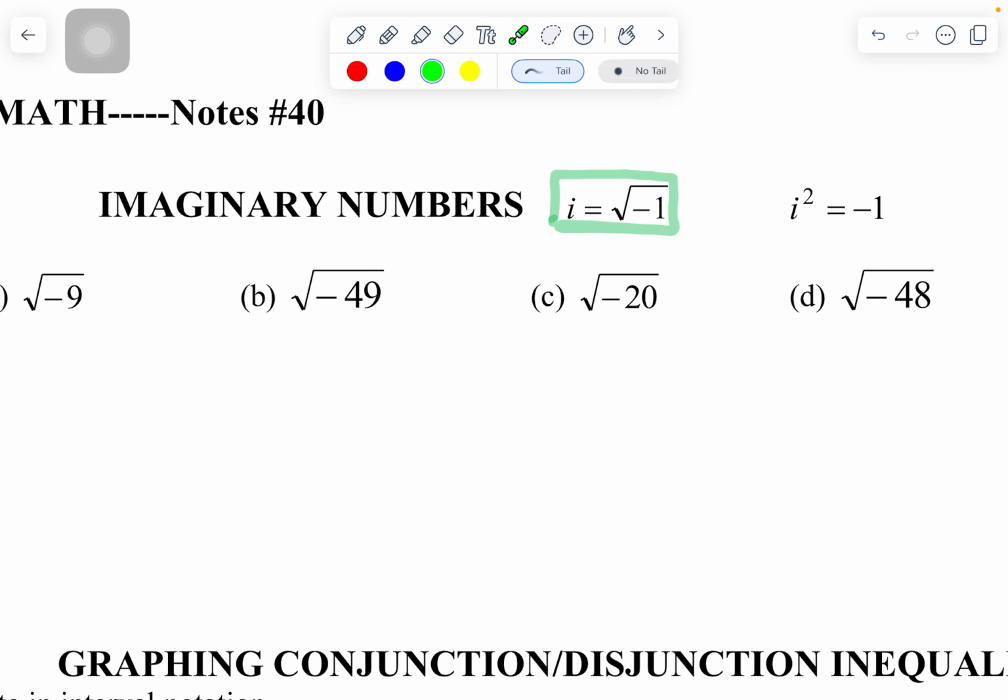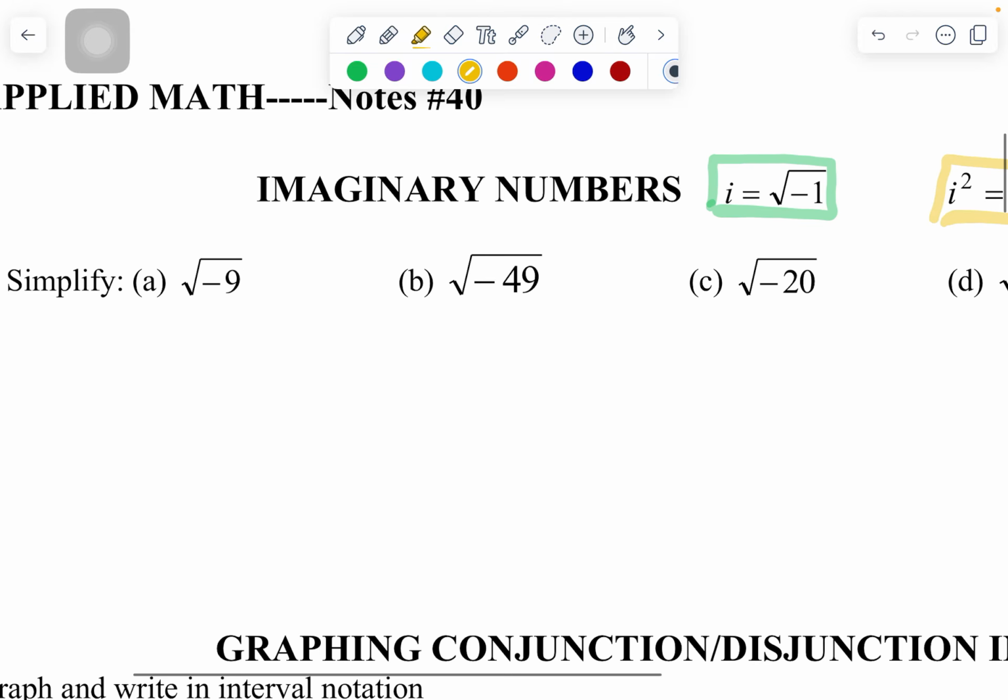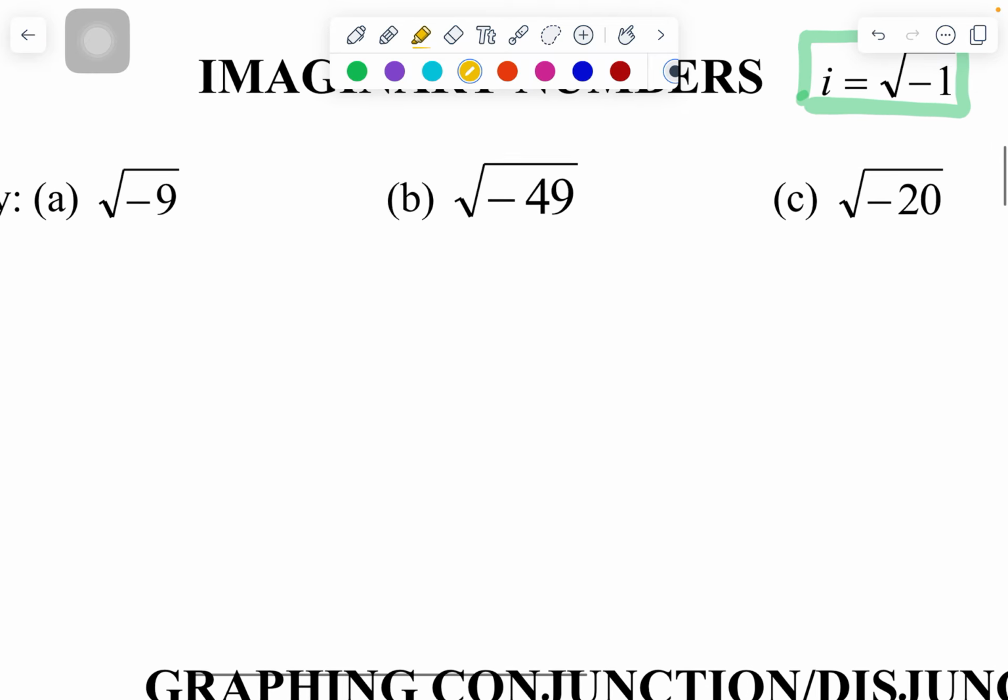If I take this original equation, i is equal to the square root of -1, and I square both sides, well, i squared becomes i squared, and the square root of -1 squared becomes just -1. So in some problems, when you create an i squared, you can just replace that with -1.